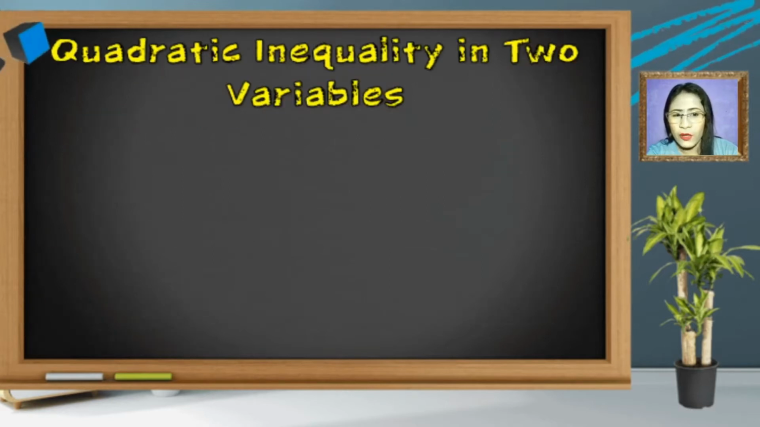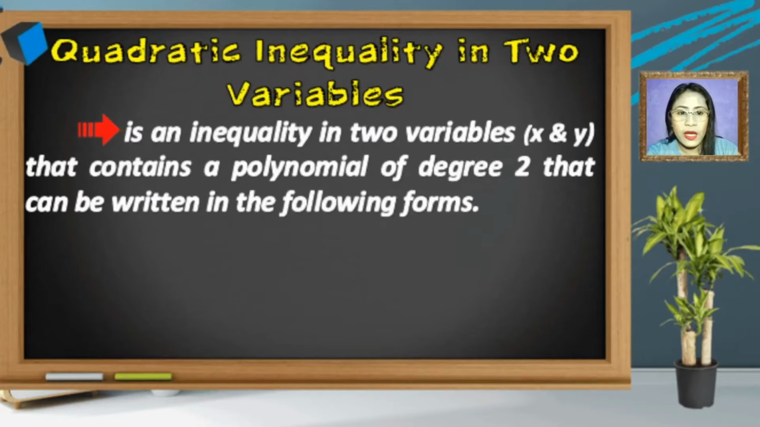So what is quadratic inequality in two variables? It is an inequality in two variables, meaning we have two letters, x and y, that contains a polynomial of degree 2, so meaning the highest exponent is 2. That can be written in the following forms.